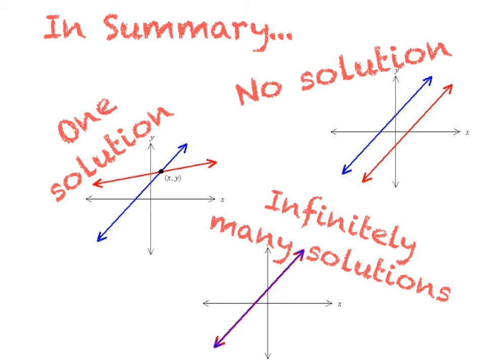So for a quick summary, remember there are 3 types of solutions you could get when you are graphing a system of linear equations. You could get one solution where the 2 lines intersect at one ordered pair, no solution where the lines are never intersecting, they are parallel, or infinitely many solutions where you end up with the exact same line.